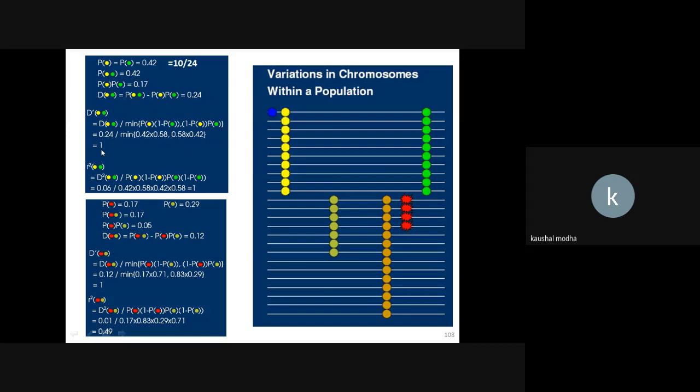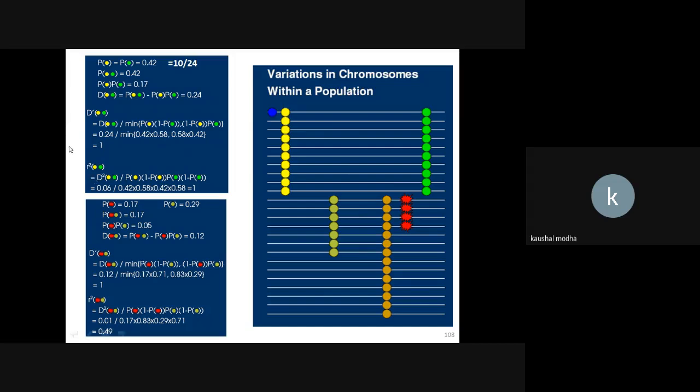Now, the range for normalized D value, D dash, is -1 to 1. And surprisingly, this range is also the range for correlation. So D is dependent upon association. That's why it is defined as non-random association between the loci.